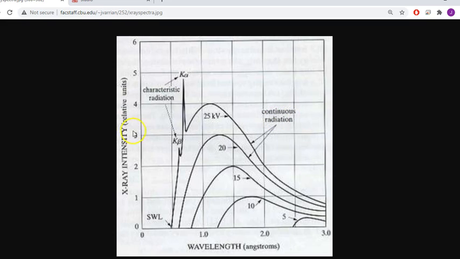Now, what I want to draw your attention to is that when you get to a sufficiently high tube voltage, in this case 25,000 volts, you start to see the formation of these very narrow peaks. These are called the characteristic lines, or characteristic radiation lines. Where these occur in wavelength does depend on the type of metal target you're using. That's why they're called characteristic. And they're labeled, it's hard to see, K alpha and K beta. That's a K sub alpha and a K sub beta.